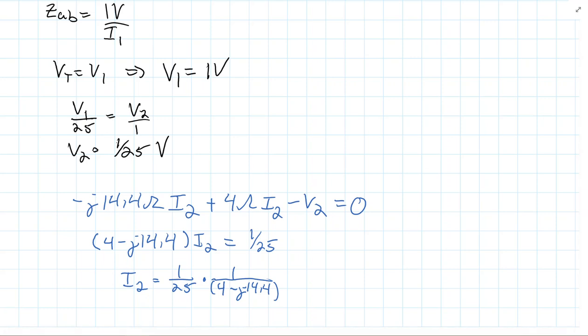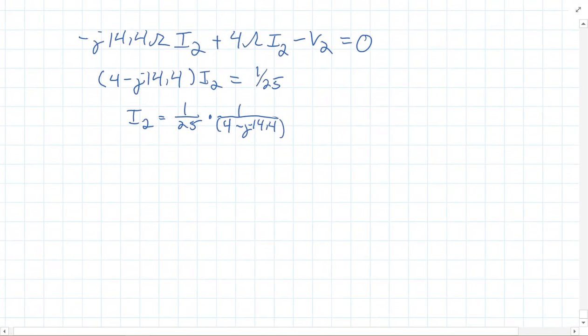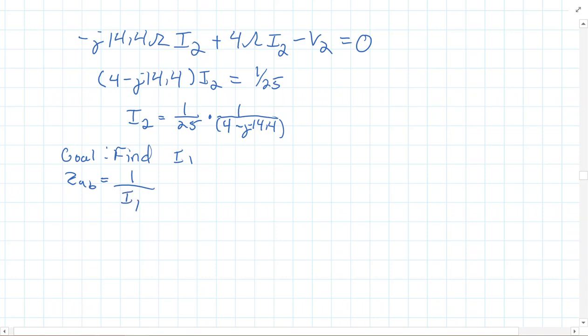Because I obviously would divide both sides. Now you could compute that number out. I'm just going to leave it for now because I'm just still doing some equation substitution. Because remember, my goal is to find I1, because then ZAB is just 1 divided by I1.